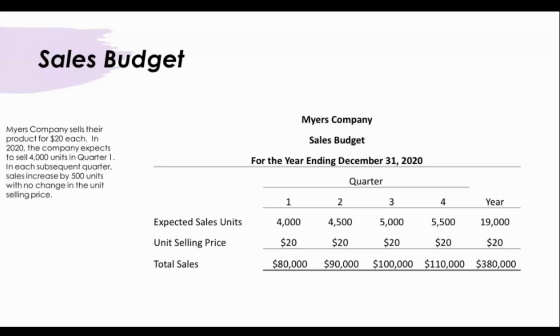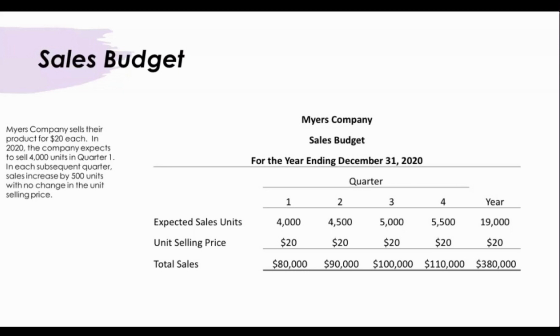Using all that information, we need to prepare a sales budget for the year by quarter. So we have all that information over on the left side, and then this is what your sales budget looks like. You'll need to put your expected unit sales, your unit selling price, and your total sales. And we have it broken up by quarter and then for the entire year over on the far right.